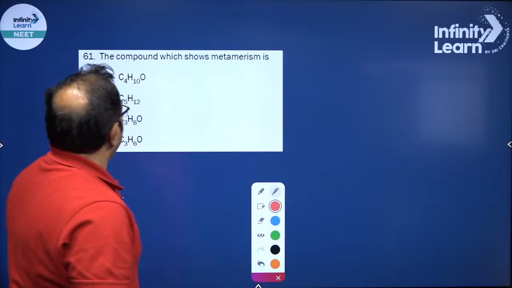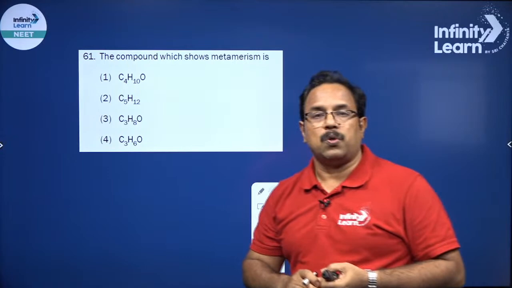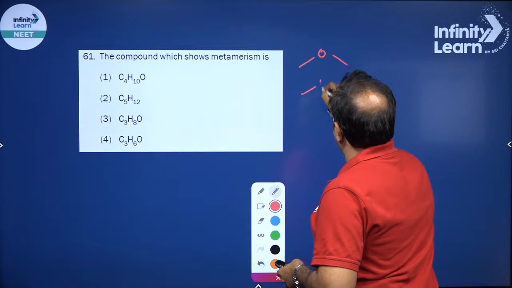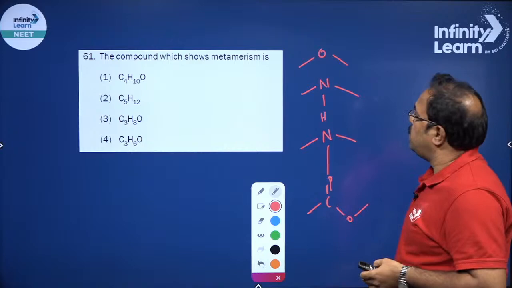The compound which shows metamerism. Metamerism is always shown by such class of compounds which are having variation of alkyl groups on a polyvalent functional group. Polyvalent functional groups, you have ethers, you have secondary amines, you have tertiary amines. We can show in the case of esters, very prominently, they are polyvalent, where you can show the variation of alkyl groups on either side.